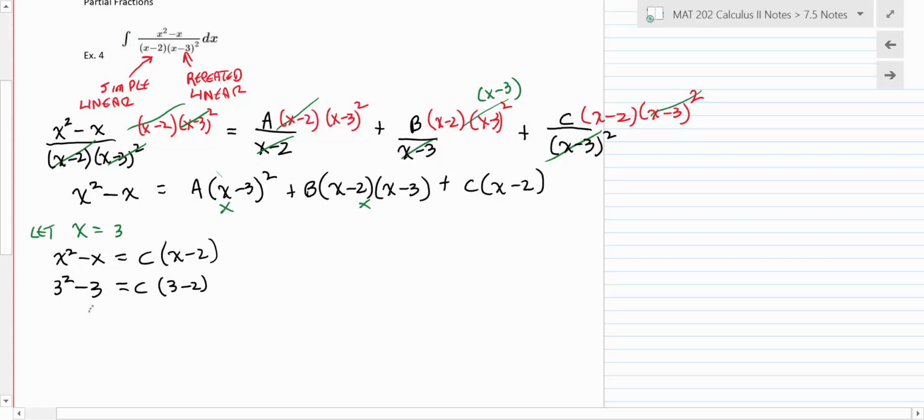So that's 9 minus 3, which is 6. And then that would be c. Look at that, we got c equals 6. Okay, so we already got one variable. Does that make sense? Why I chose c equals 3, or x equals 3.